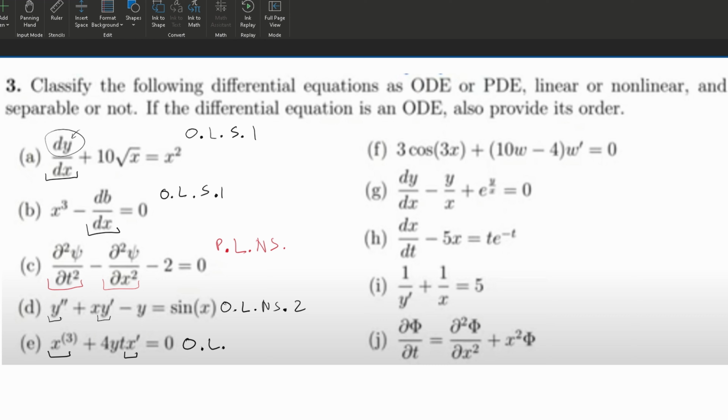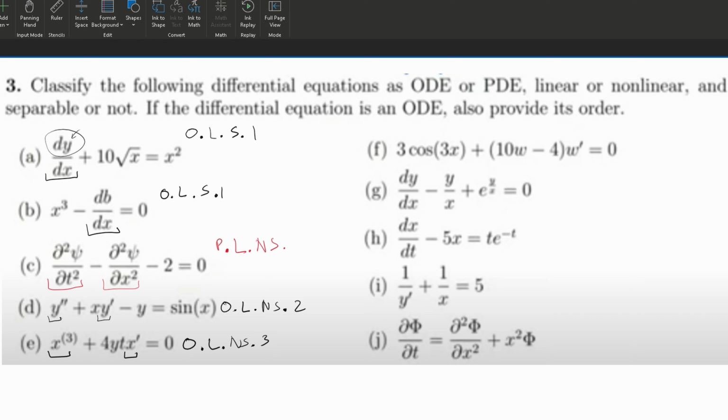Well, we can get this 4yt on the other side and we multiply everything by dy, but we still have this t right here. So this is not separable. We can't separate this t out. And the order is going to be 3 because that's the highest.